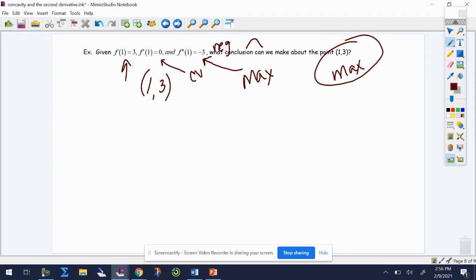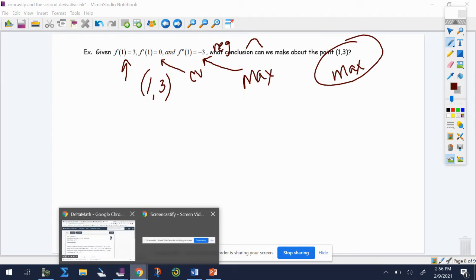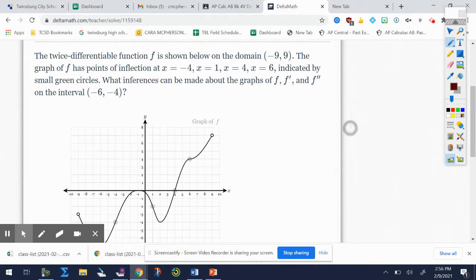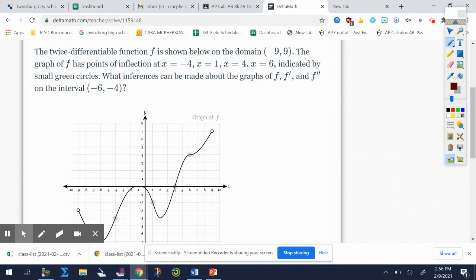So what I can conclude from this is that I know for sure that (1, 3) is a maximum of the graph of f. Next thing I want to do in my little mini topic here is take you through a Delta Math question just to show you some of the things that could be asked of you.